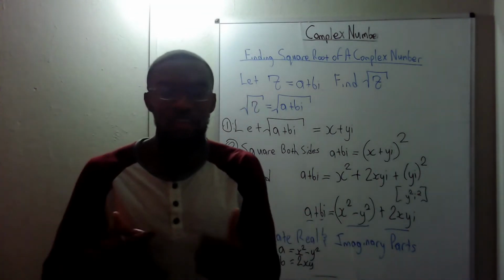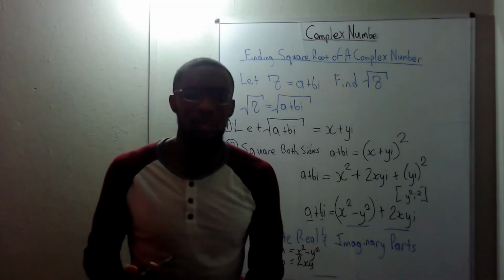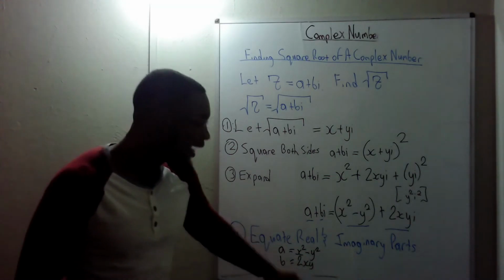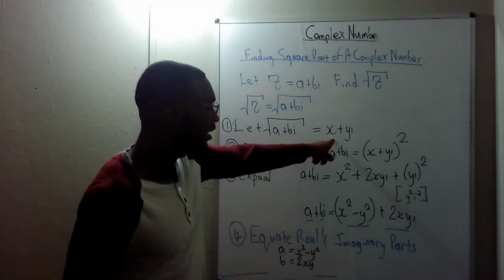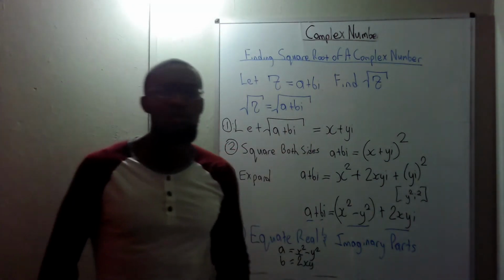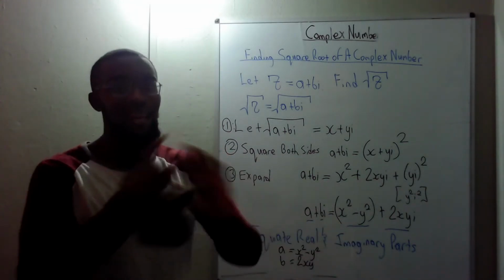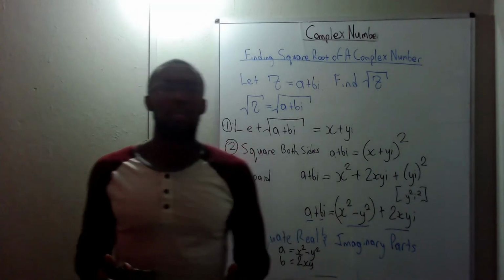Now by equating the real part and the imaginary part, we're going to end up getting a simultaneous equation where we can solve for x and y. When we find what x and y are, we can substitute those values back here, and that's going to give us the square root of our complex number. And that's it. That is all that we do to find the square root of a complex number.